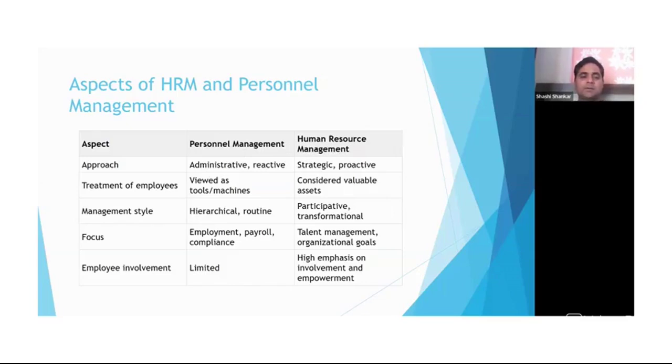If you are talking about employee involvement, in personnel management there is very limited employee involvement. However, in human resource management, there is high emphasis on involvement and empowerment of the employee. So it's a kind of participatory approach.